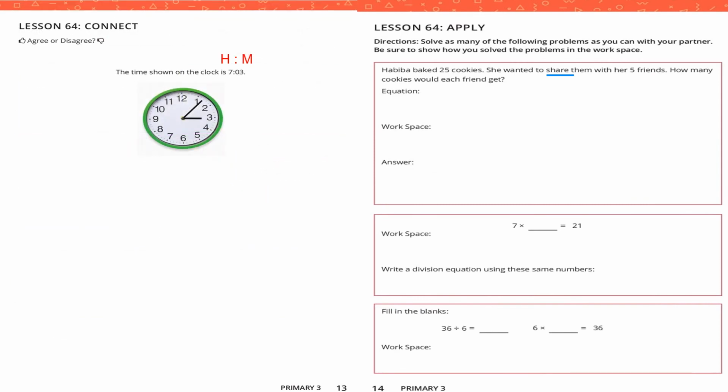Lesson 64, the Connect part. Here he is asking me, is it correct? Do you agree that the time shown is 7:03? Sure, no. We said in the clock we have a short hand and a long hand. The short hand tells me the hours, how many hours. And these hours must be written on the left side. So here, instead of 7, I should write 3.